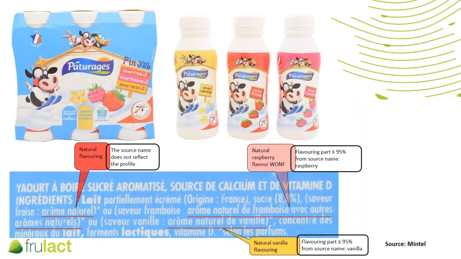The last one, and my favorite, because we have three in one. In this case, the strawberry flavor yogurt labels natural flavoring, which meant the source name does not reflect the profile. In the raspberry yogurt, they state natural raspberry flavor with other natural flavor.